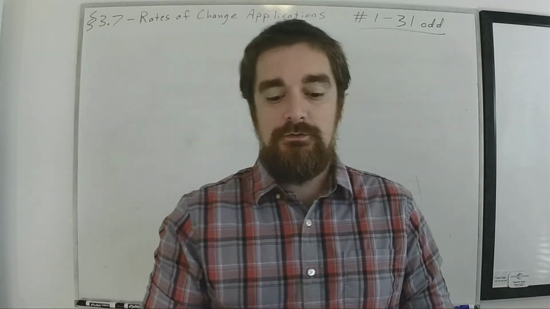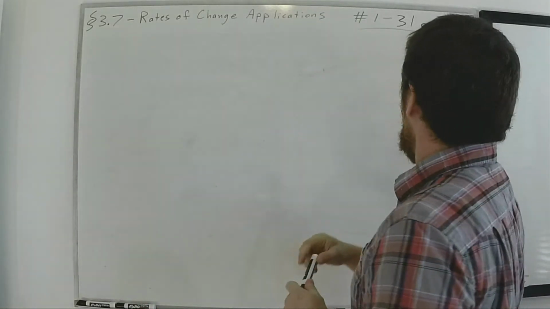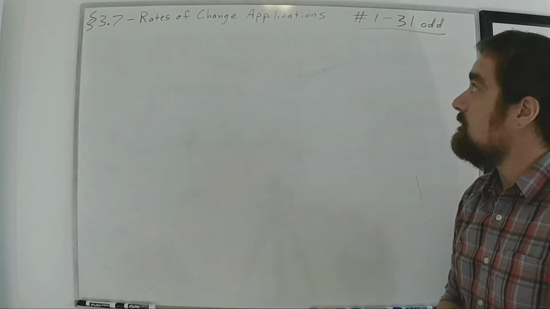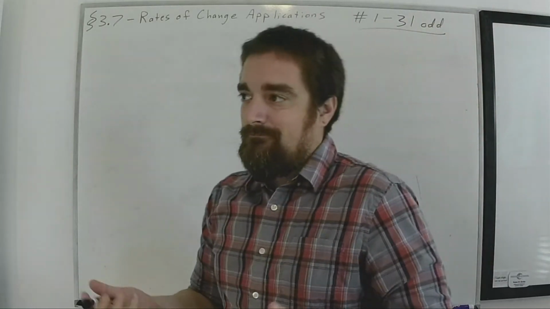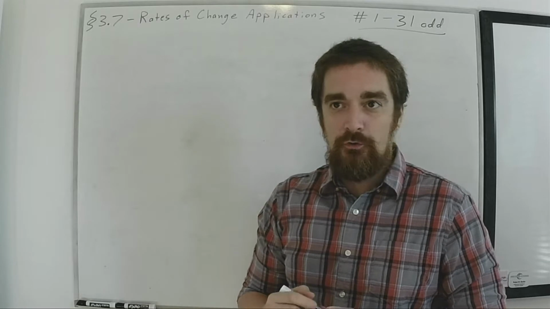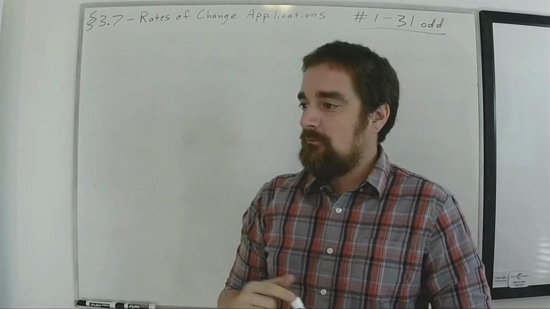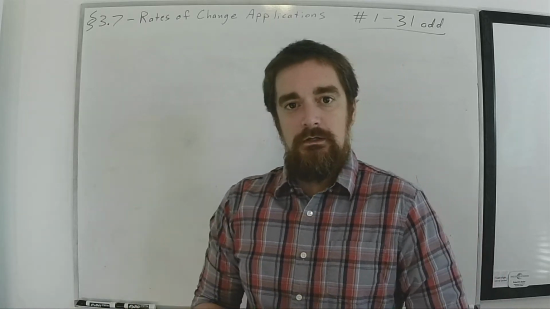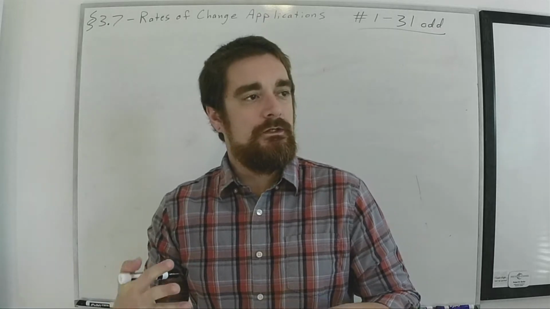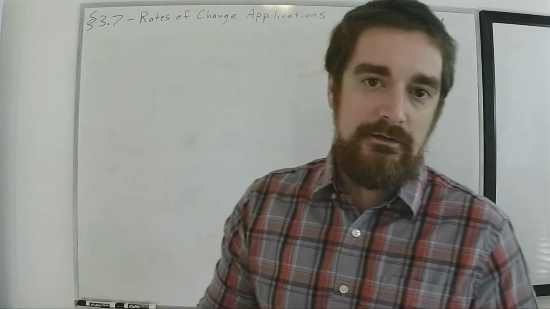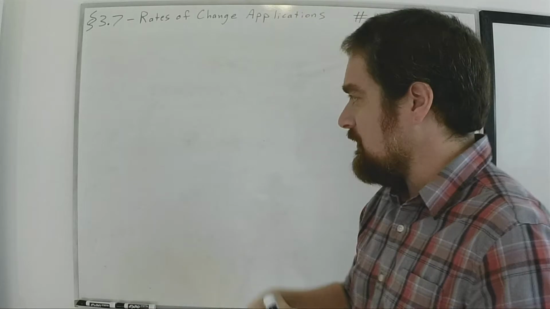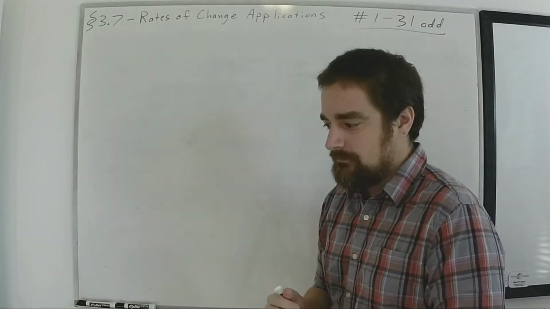Everybody. Welcome to section 3.7, where we're going to talk about rates of change applications. Short way of saying that is here come the word problems. Basically, we'll talk about how we can use derivatives to solve problems in natural sciences, economics, things like that. So I just want to touch on a couple different types of problems that you'll come across.